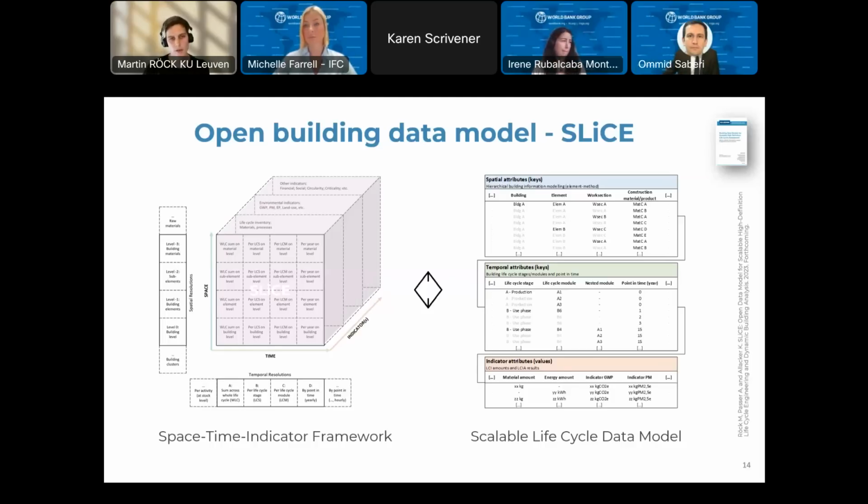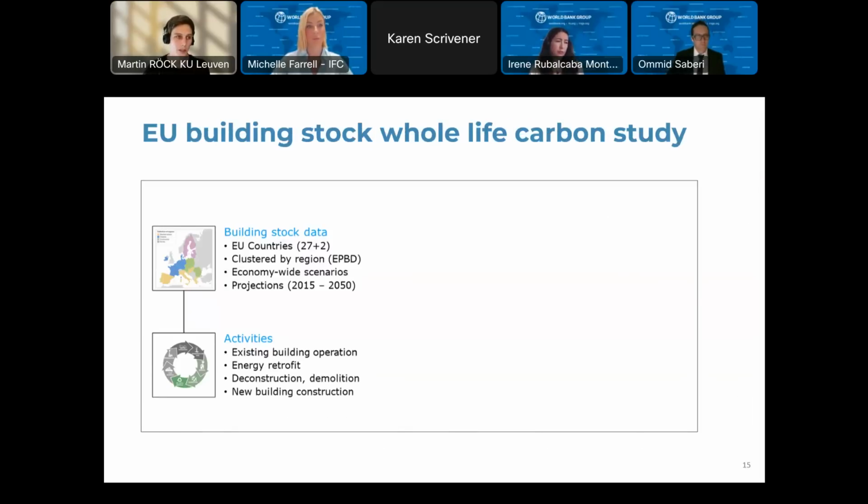And to this purpose, we developed what we call the SLICE data model, which gives us highly detailed information on exactly those aspects: spatial attributes, temporal attributes, and also different indicators. And this approach has been used in a study that we are currently concluding for the European Commission, modeling the whole European building stock clustered into 4 main regions. We modeled the embodied carbon and the whole life carbon related to the existing building operation, the energy retrofit of buildings, the deconstruction and demolition of the existing building stock, as well as the new building construction that is happening in Europe currently, as well as the projection until 2050.